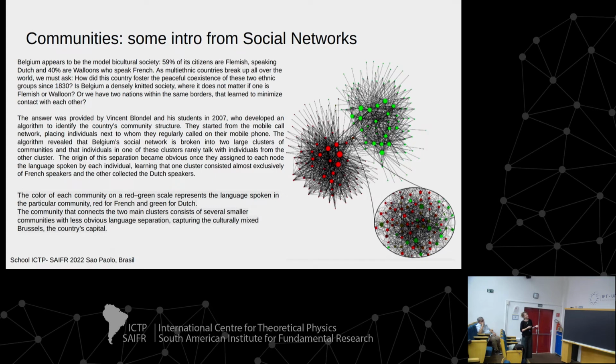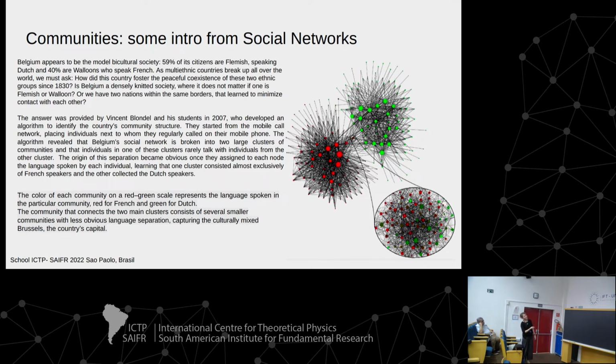The algorithm revealed that Belgium's social network is broken in two large clusters. What does it mean? That means that individuals in one of these clusters rarely talk to the other ones. So Flemish only talk to Flemish, and the other ones only speak between themselves. So they never call each other. And that's how they peacefully live in this country.